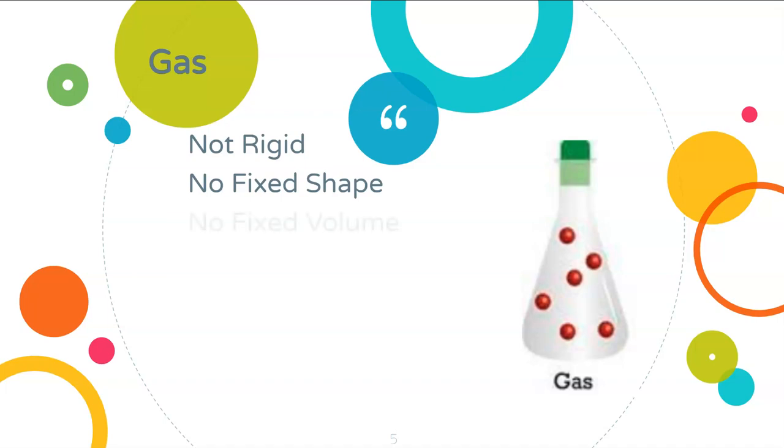They have no fixed volume. Meaning, if I have this container and I take the cork out of it and the gas inside goes out into the atmosphere, the volume is not going to stay the same. It's going to start attracting to the other gases that are out there, and its volume will change.